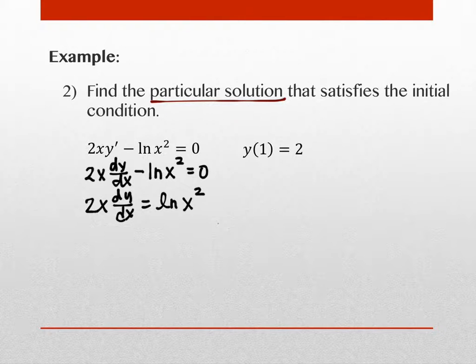This is actually the first one where we've had to add or subtract. Remember, your goal is to isolate the variables, of course, but there can't be any addition or subtraction with the dy dx in order to do that. So we move the ln x squared first. Now we've got dy over here.